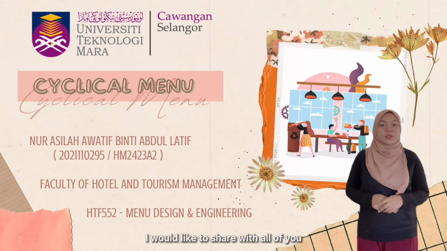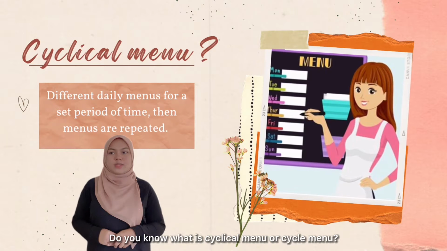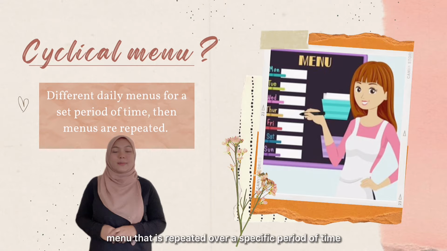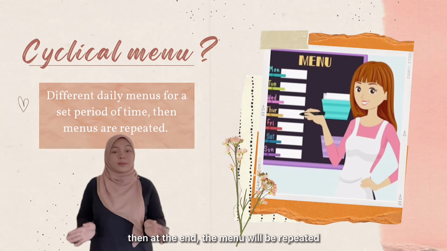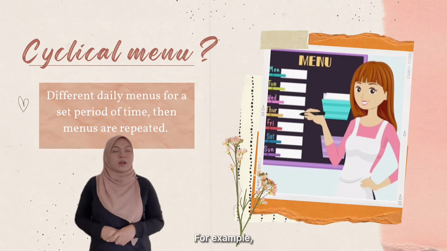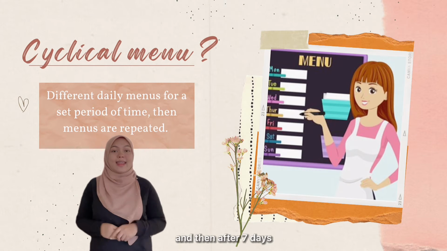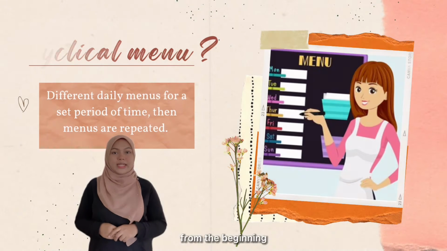So in this video, I would like to share with all of you about one of the food service operation menu, which is the cyclical menu. Do you know what is cyclical menu or cycle menu? A cyclical menu is a series of menus that is repeated over a specific period of time. The menu will change daily during the time of the cycle, then at the end, the menu will be repeated. For example, there may be a different menu each day for 7 days, and then after 7 days, the menu cycle will start all over again from the beginning.